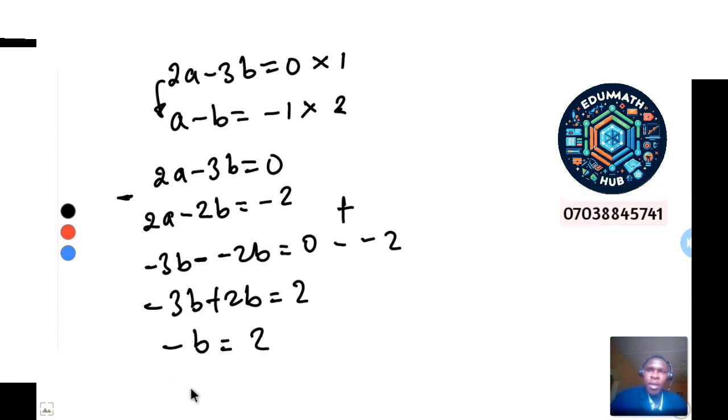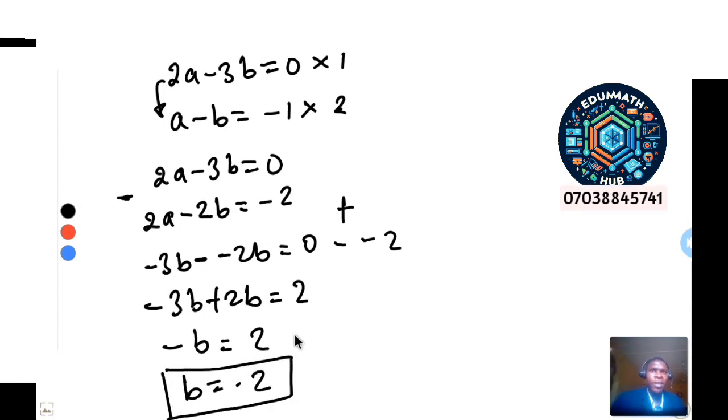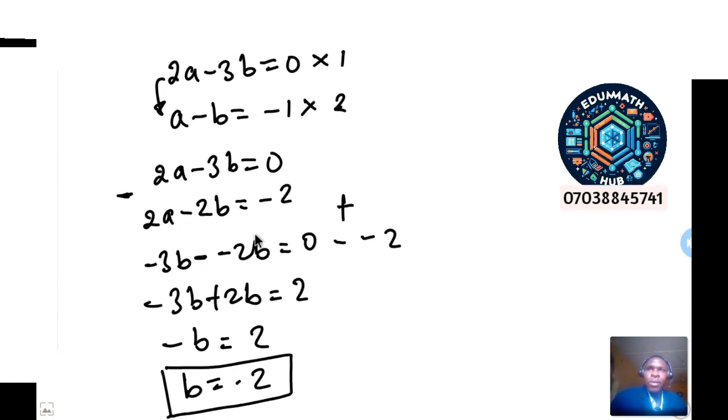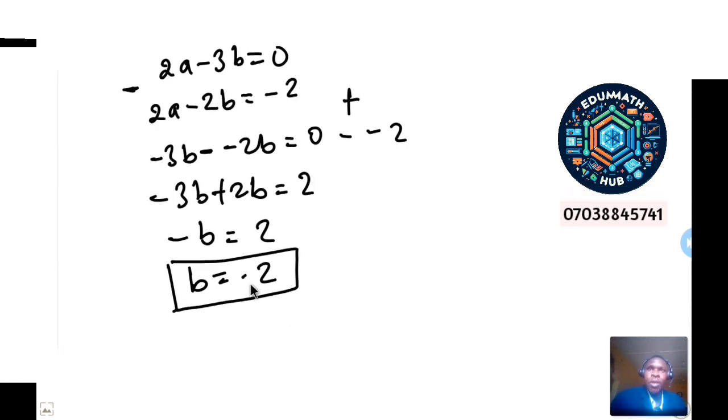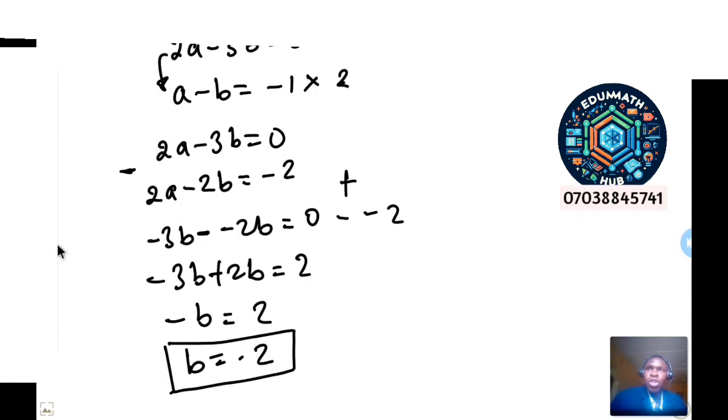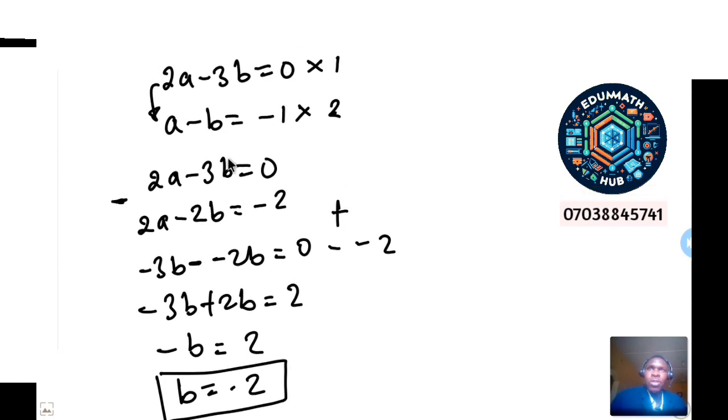Then from here, b is equal to minus 2. So this is the answer for b. Don't forget, you still have to find a. Now let's look for a. We have gotten b as minus 2. All you need to do is go to any of the equations above and just substitute the value.